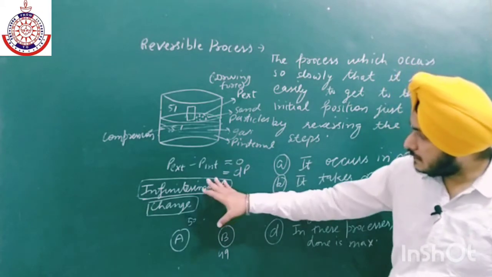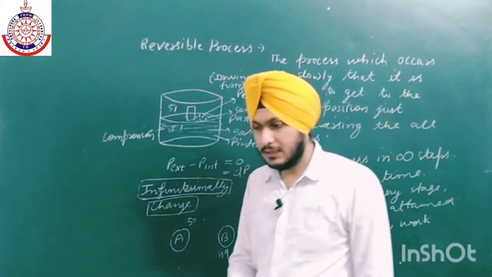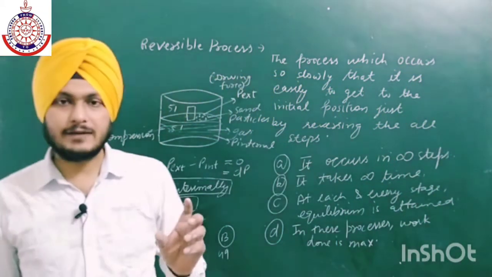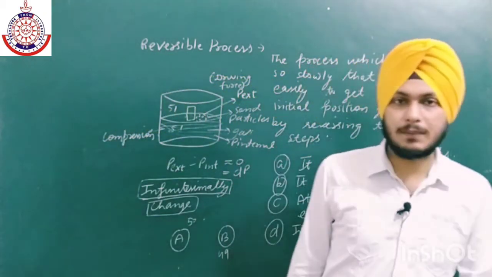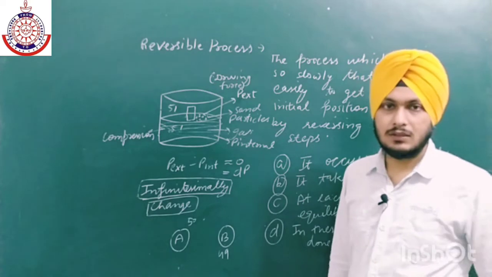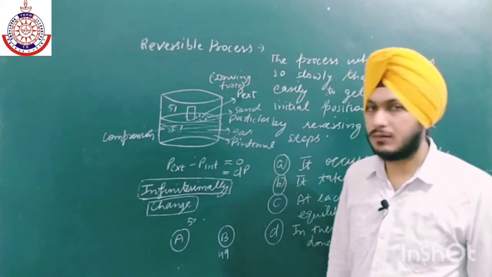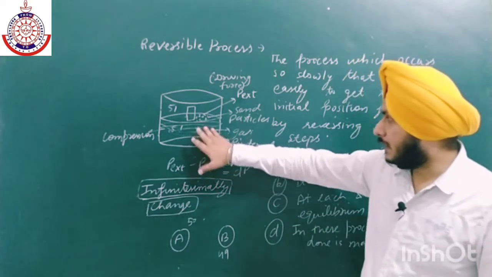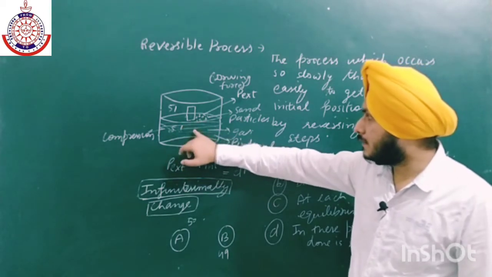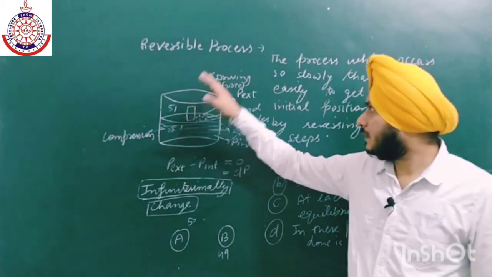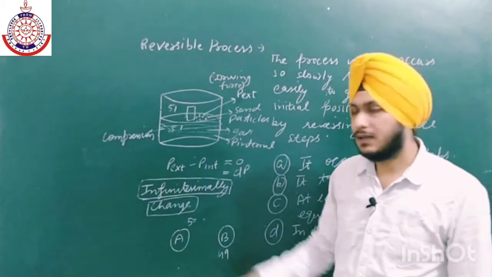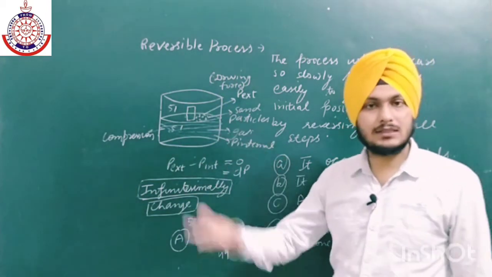So if there is a little difference between the external pressure and the internal pressure, then we have to do a large amount of work. For example, in this case, if the opposing pressure is 50 and the driving force is 51, then we have to do a large amount of work.